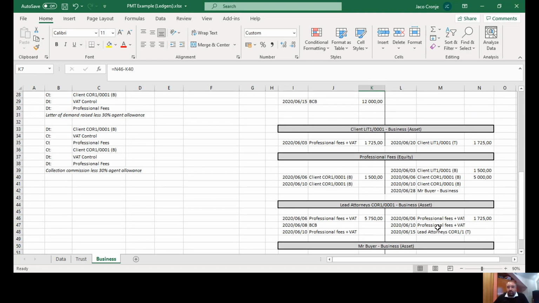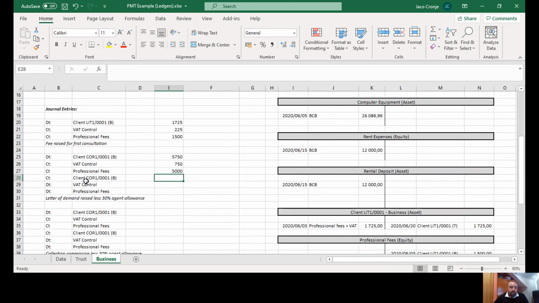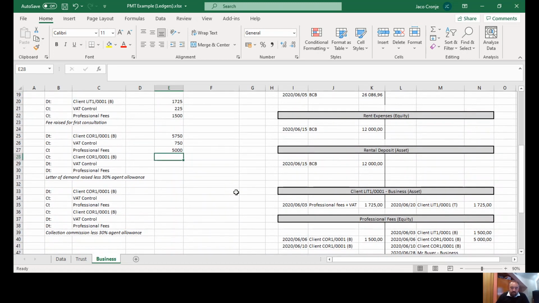Right, so that one is a bit of a mouthful. Plus now we must remember to go back and do my journal. So what did we do? We credited COR11's business ledger. So we credited that with 1725. We debited our professional fees because our equity has decreased by the value of the agent's allowance, and the difference between the two is the VAT.